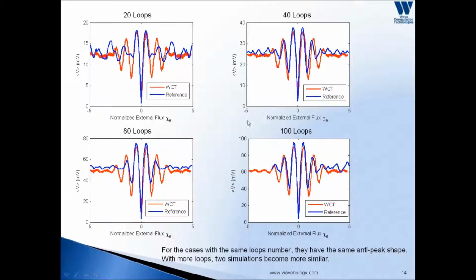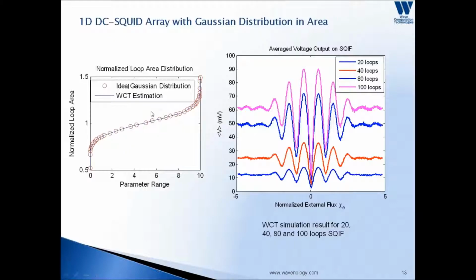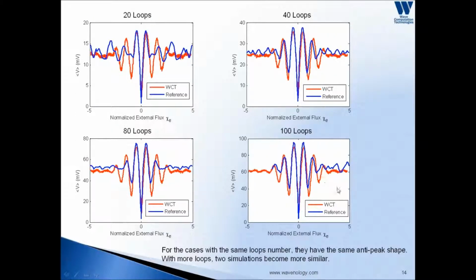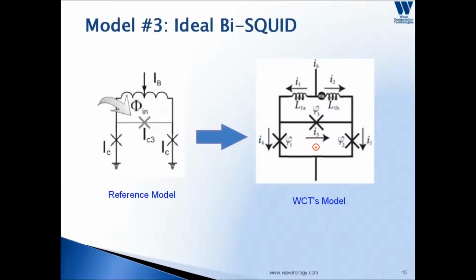But we do see a phenomenon that as the loop size increases, more loops will follow this curve more accurately, and the random effect can be suppressed. You will see it matches better and better as you increase the array size. So that's how we verify this 1D loop array. Then let's move on to model 3.